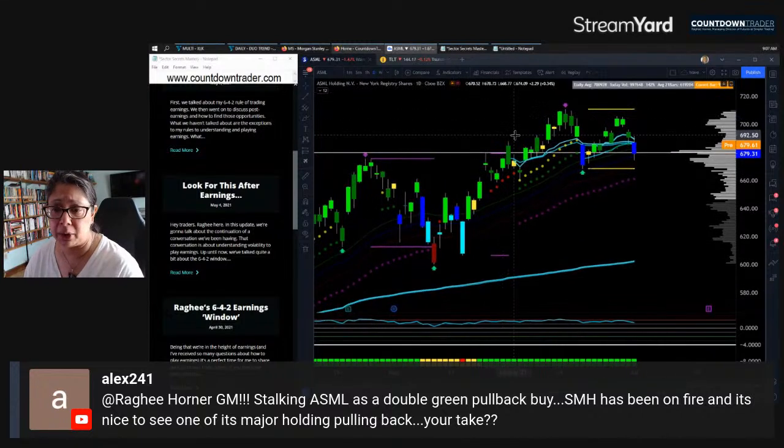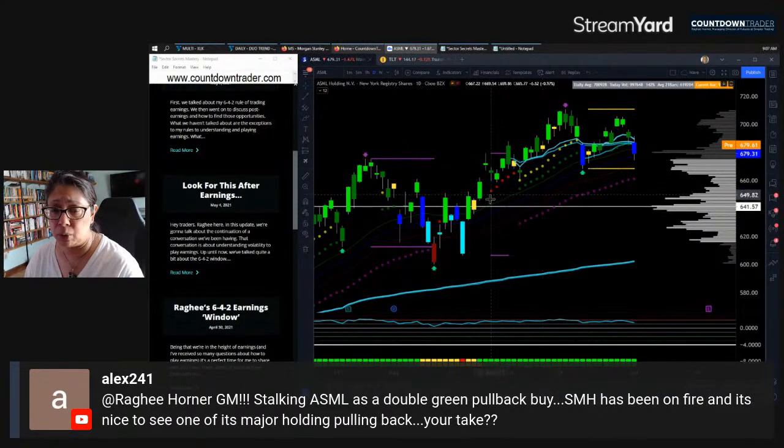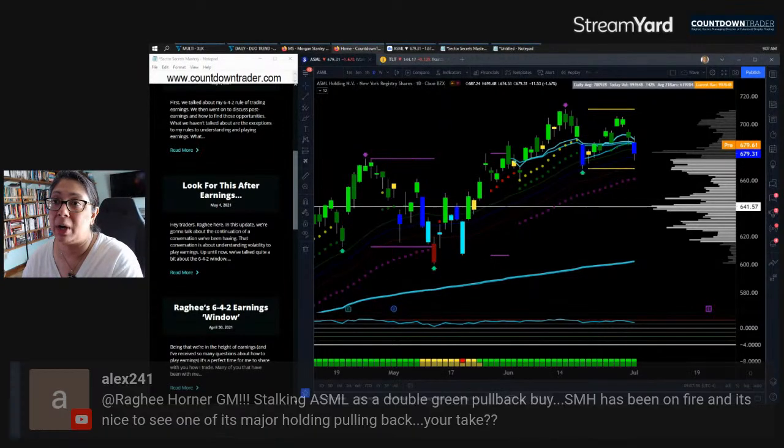If it's the best double green, cool. If not, definitely check out the rest of the SMH for other structure like this, maybe even with some better respect for the wave. Okay. Thank you very much for the question.